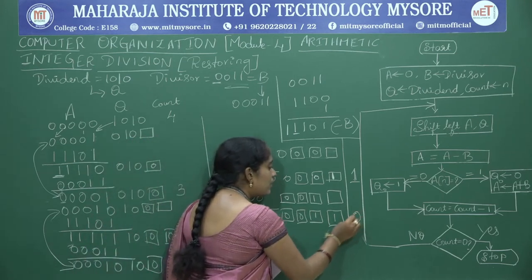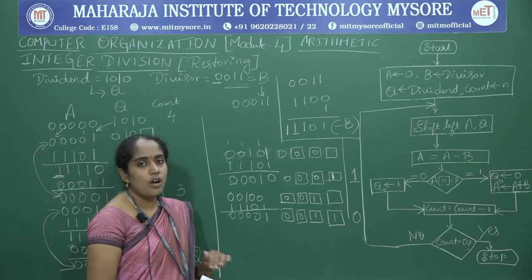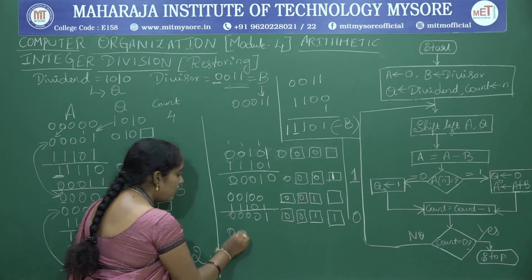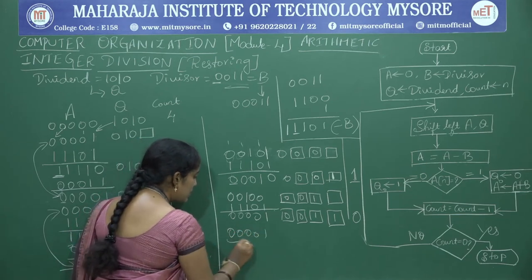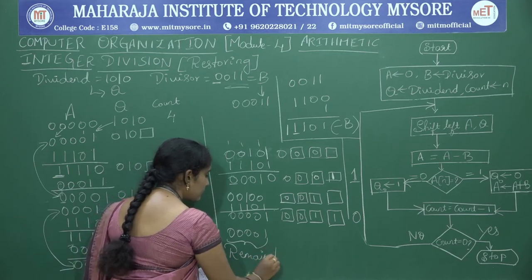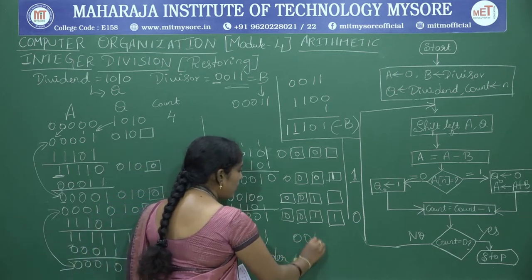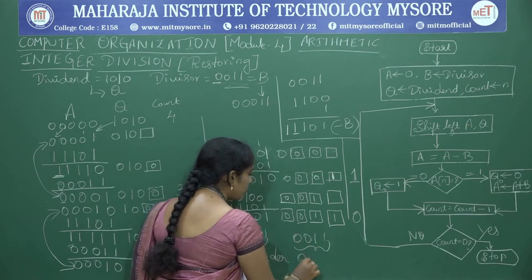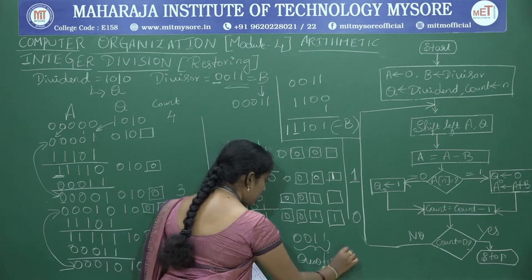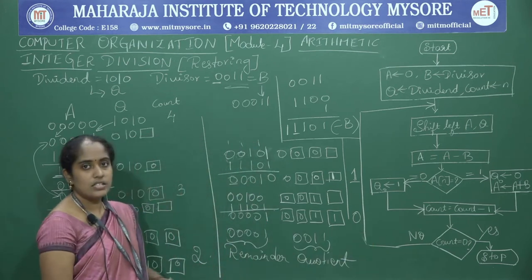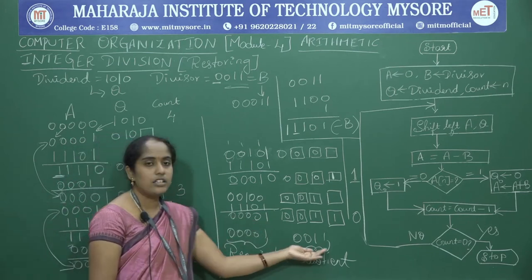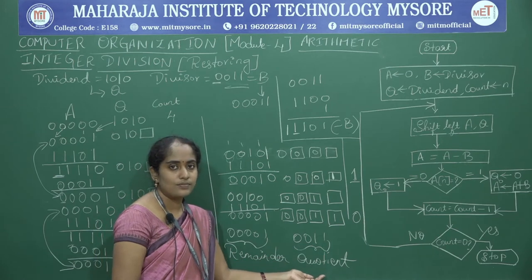Now the count value will reach 0. In that case stop the process and this is the answer. Here 0, 0, 0, 0, 1 is the remainder and 0, 0, 1, 1 is the quotient. So this is the answer. Here the A value is the remainder and the Q value is the quotient value.